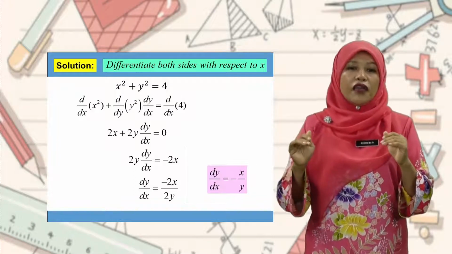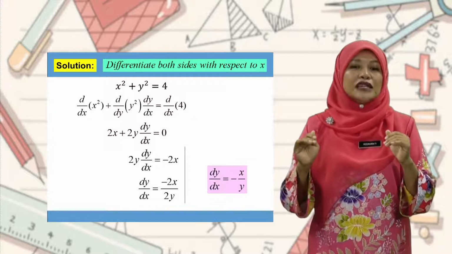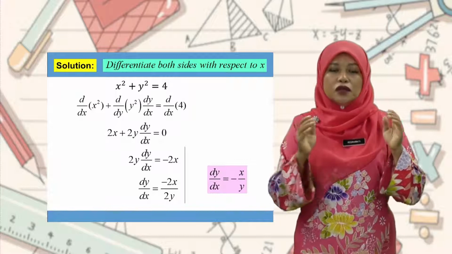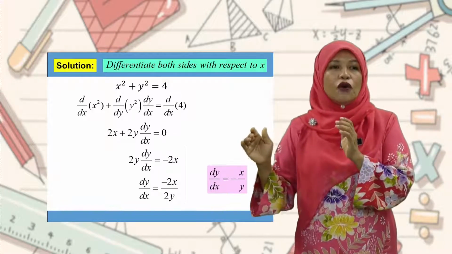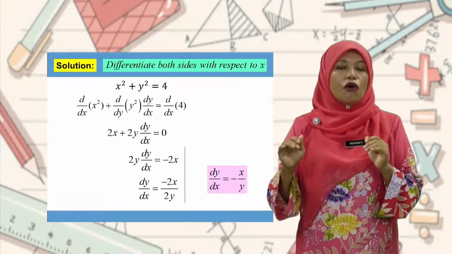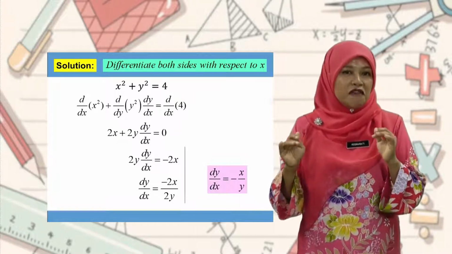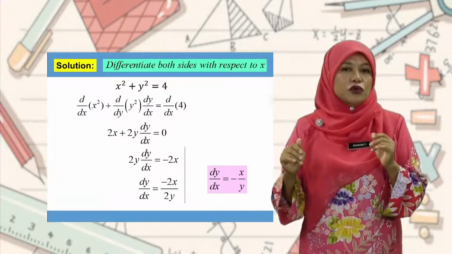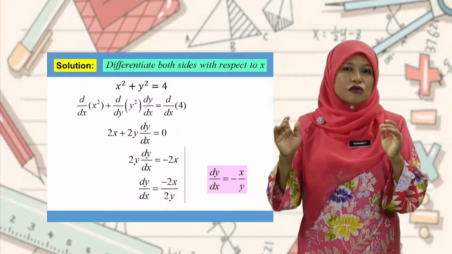Then we will have 2y dy dx equal to negative 2x. dy dx will be located on the left side, then the rest will be on the right side. So we will have negative 2x over 2y. After this, we need to simplify by canceling off the 2. So we will have dy dx equal to negative x over y.